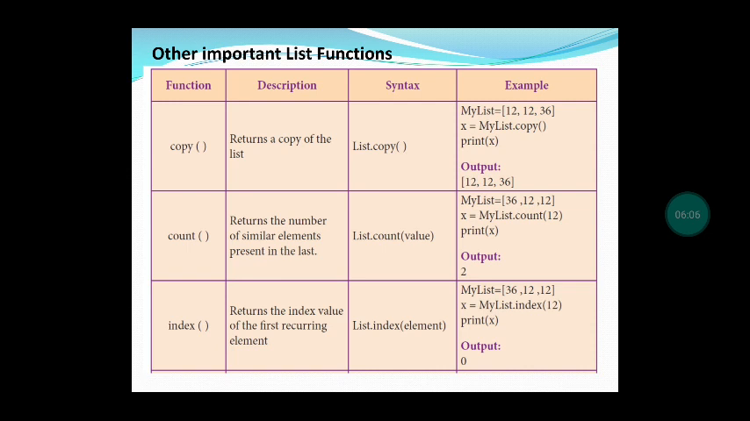Syntax is list.index(element). Here my list equals 36, 12. x equals my_list.index(12). So we are going to find out in which position the 12 will be. 12 will be in which position? 0 position, 36 is there. First position, 12. So the output will be 1. But in your book it is given as 0. That is wrong. Change that output into 1. So the output for this index example is 1.